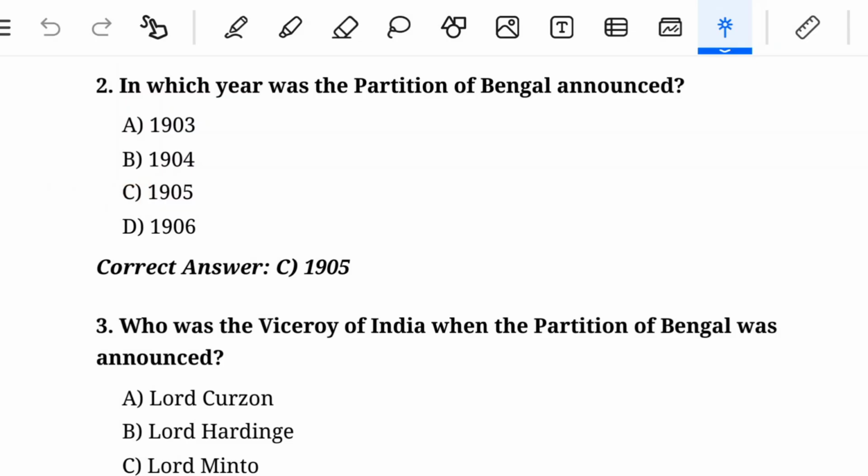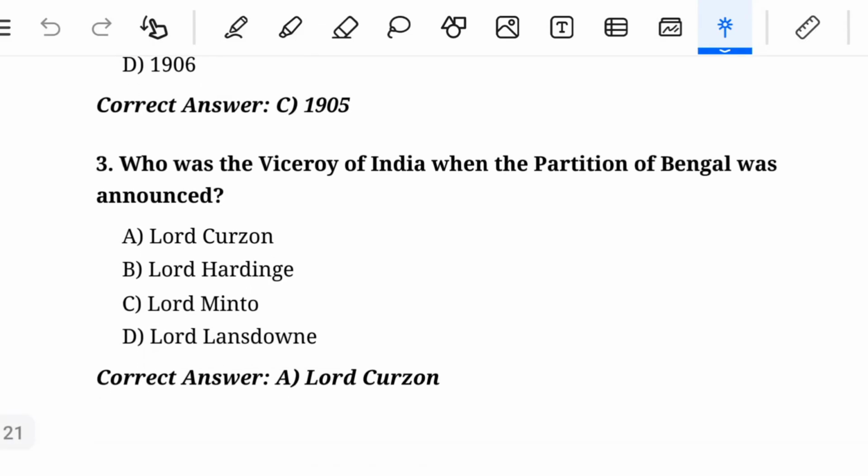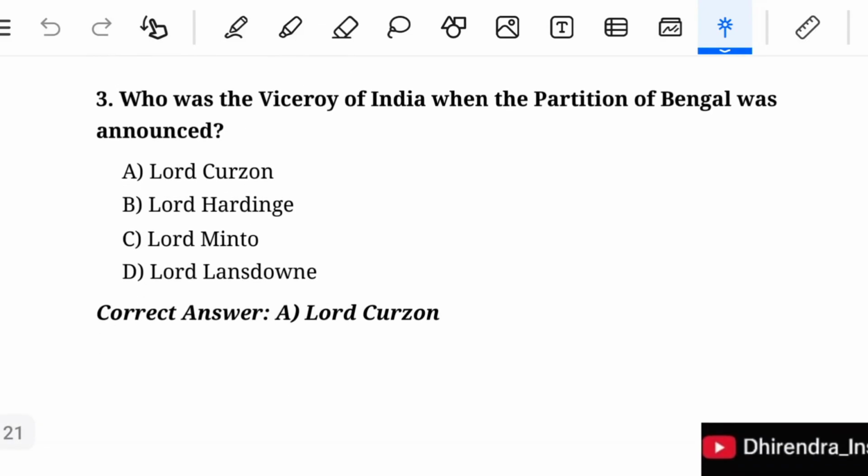2. In which year was the Partition of Bengal announced? A. 1903, B. 1904, C. 1905, D. 1906. Correct answer: C. 1905. 3. Who was the Viceroy of India when the Partition of Bengal was announced? A. Lord Curzon, B. Lord Hardinge, C. Lord Minto, D. Lord Lansdowne. Correct answer: A. Lord Curzon.